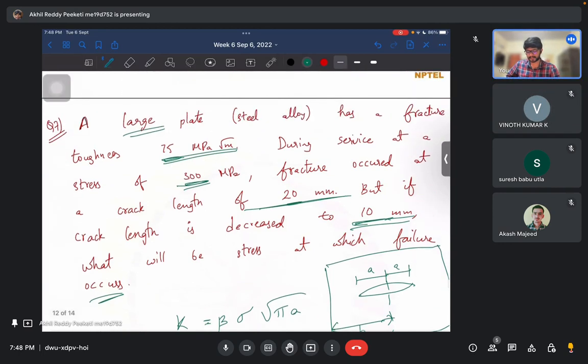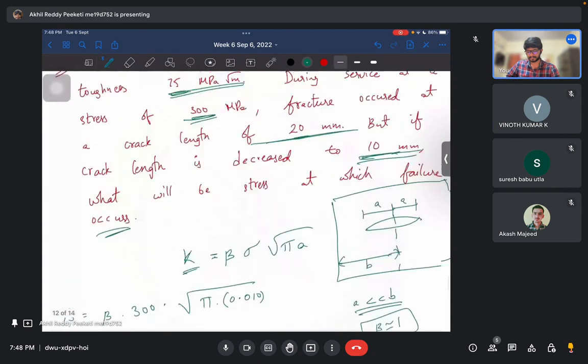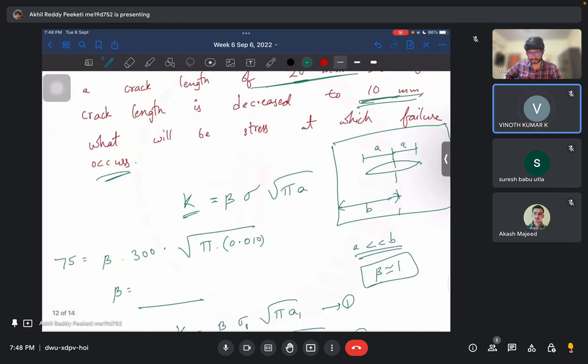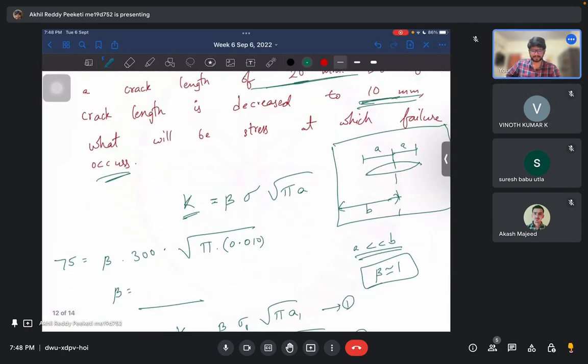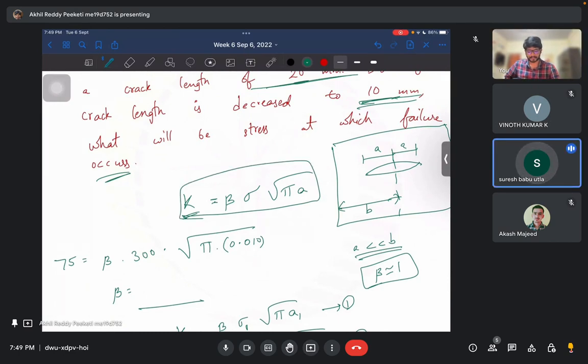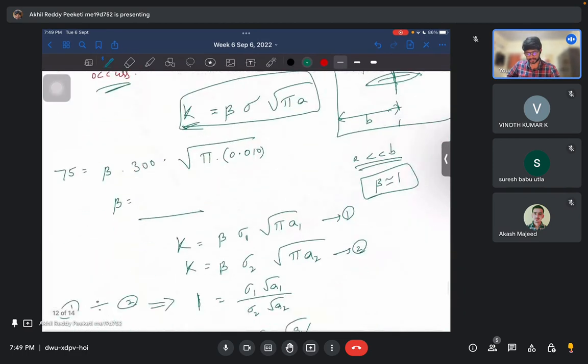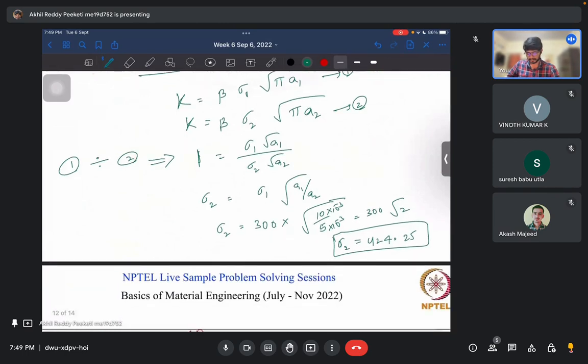Similar but with different numbers. That is how this formula is defined. If this is the crack, you take half of that as a, and define it as a. So I hope this is also clear. Now let's move on to the next question.